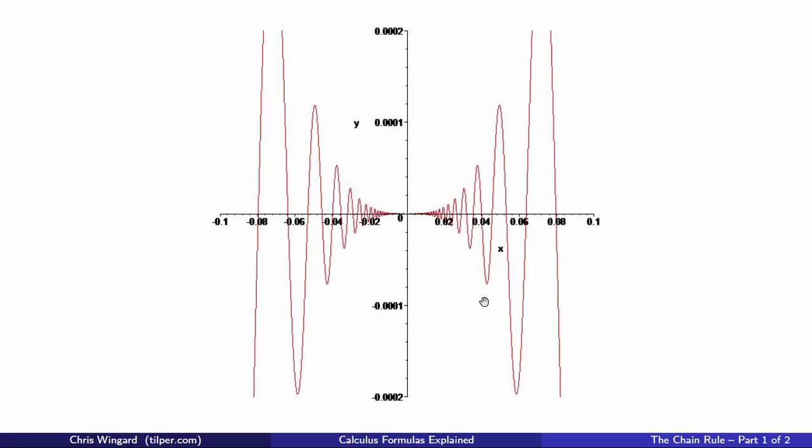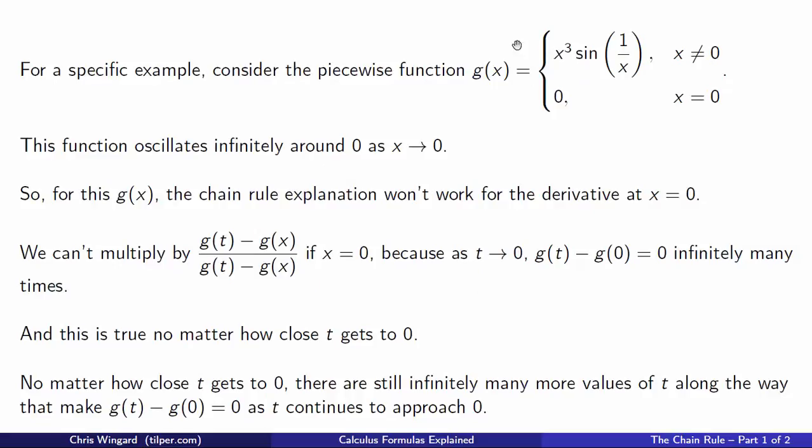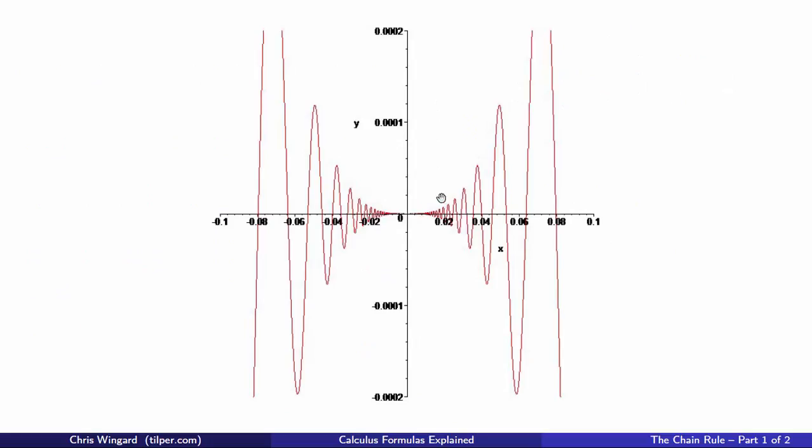And here's a graph of that function g of x. We can see that as our independent variable x or t, whatever you want to call it, moves closer and closer to 0, we have all these oscillations here. The oscillations get really, really tiny as we get closer to 0, but there are infinitely many of them. As we get closer and closer to 0, the oscillations really don't stop. It just keeps on going infinitely. And that's not surprising when we look at the definition of g. The oscillations occur because of the 1 over x piece right here.